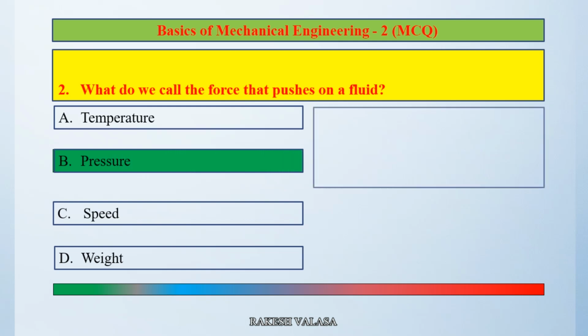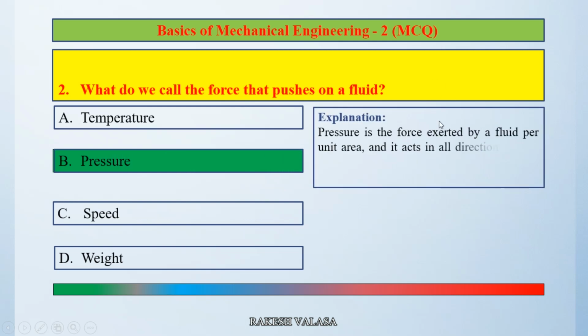Let us see the explanation. Pressure is the force exerted by a fluid per unit area, and it acts in all directions within the fluid, including pushing against the surfaces it is in contact with. So the correct answer is option B, pressure.